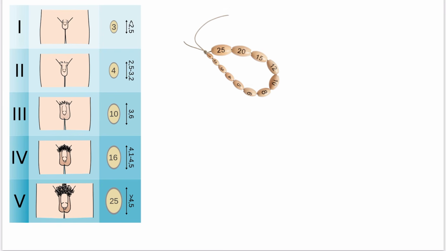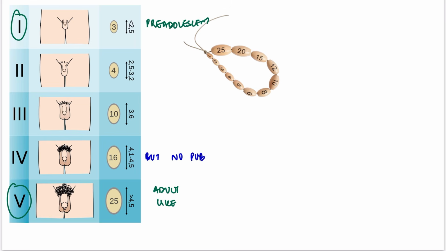Stage 1 is going to be the pre-adolescent stage. That means infantile features would be seen, no sexual growth would be seen. So stage 1 is typically pre-adolescent, and stage 5 would be adult like. Stage 4 is very similar to adult like, but no pubic hair on medial thigh. So, okay, stage 1, pre-adolescent.